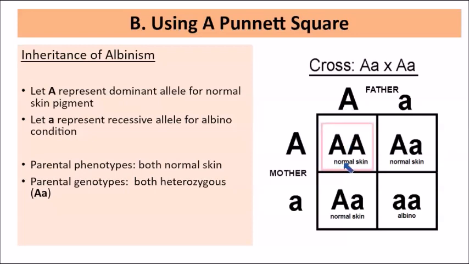So that gives us the first child. This child is homozygous dominant for normal skin. Normal skin is the phenotype. The two letters here, the dominant alleles, represent the genotype. So that is the first child.